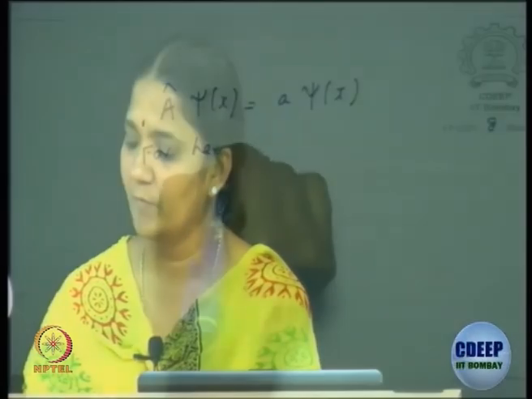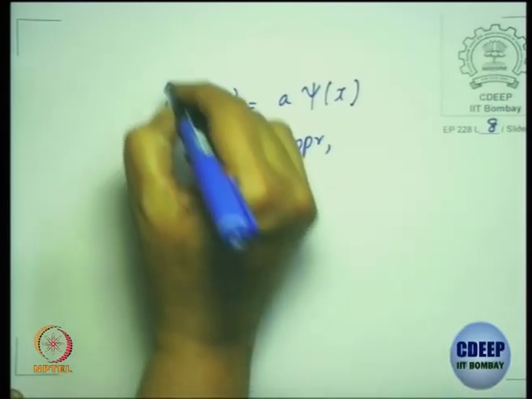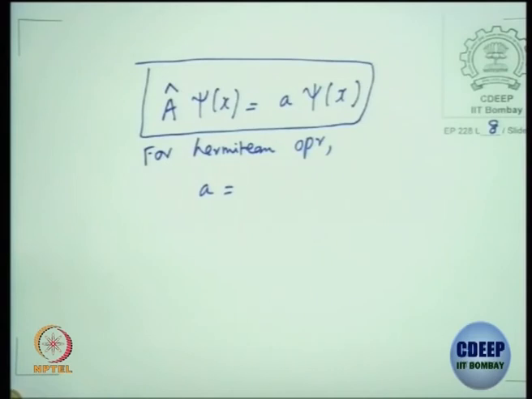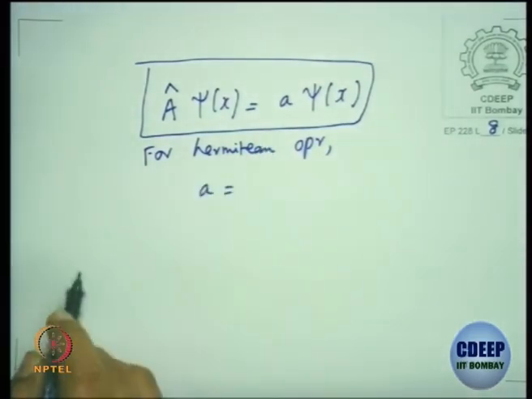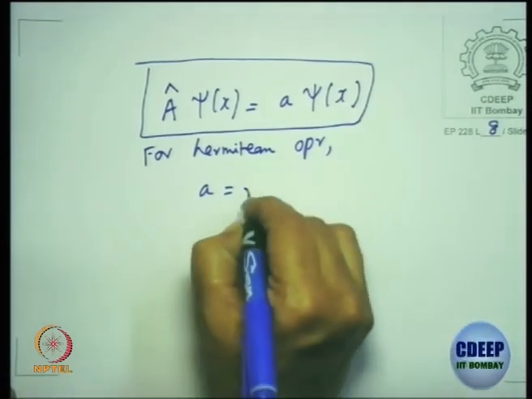So just to tell you what is Hermitian, what have you learnt about a Hermitian operator in your first course? An operator operating on psi of x, if it gives you a times psi of x, then you say a is an eigenvalue. This is an eigenvalue equation. For a Hermitian operator, what is the requirement? If you want to call the capital A operator a Hermitian operator, then the eigenvalue a has to be real.